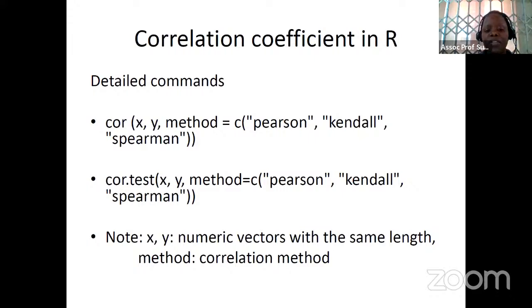In R, you can also specify the method. For example, if X and Y are our variables and we want to know the correlation, then we use cor(X, Y, method equal to either Pearson, Kendall, or Spearman). So you can change the method depending on the type of data that you have. Here there's a note that X and Y, the numerical vectors, have to have the same length for you to use the correlation method in R.